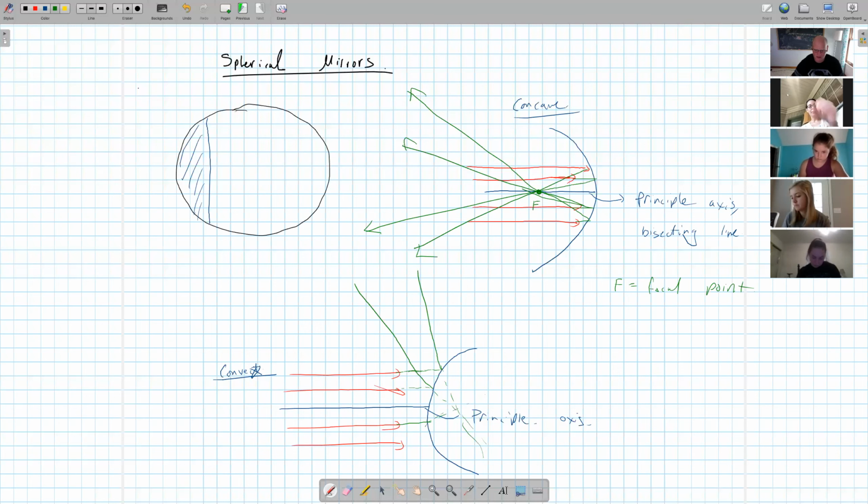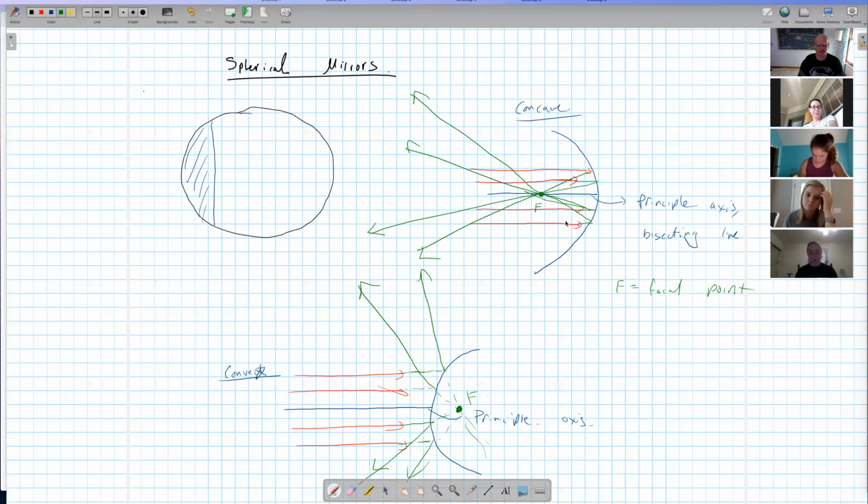There. So it's going out that way. It's going to come this way. So these are then my reflected lines. All of these seem as if they came from this point, which again is simply called F, the focal point. Okay. Now, there's a caveat here, which you can actually see in that first figure.